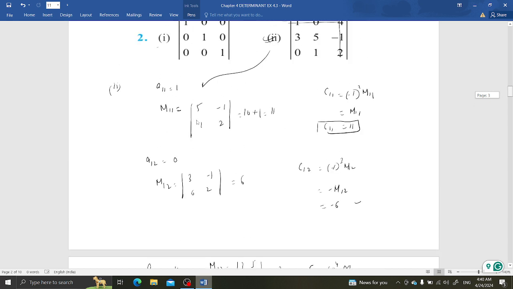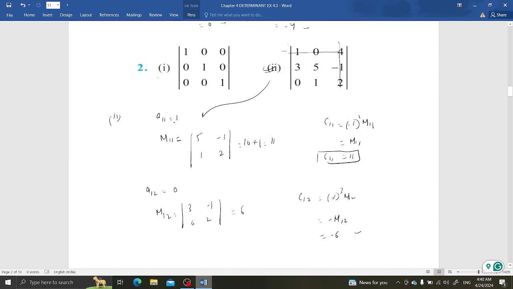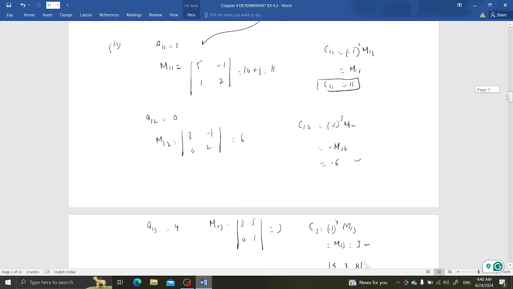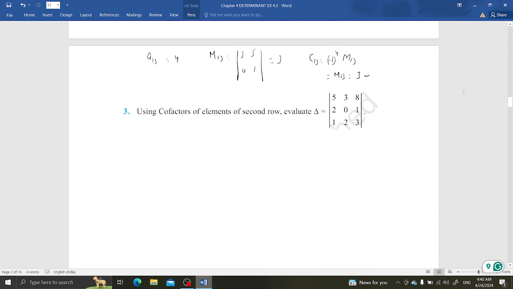Okay, so like that you can find. Also you need to find this; I find here along the first row only. Okay, the same thing you need to do for the second row and third row also, and hence for the first part also. Okay, I hope you understand this question. If you have any doubt, then you can comment now.